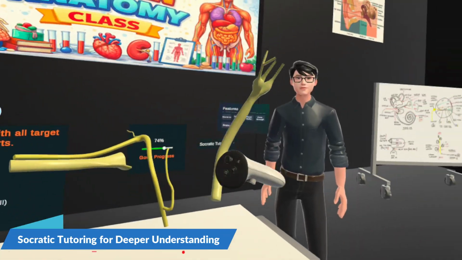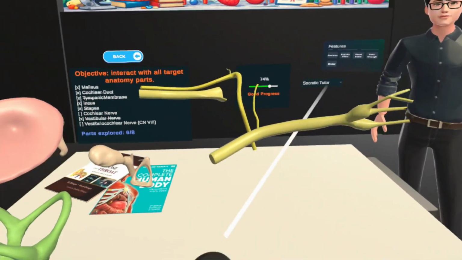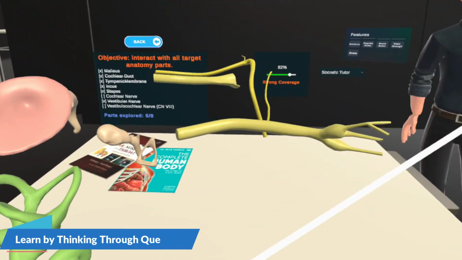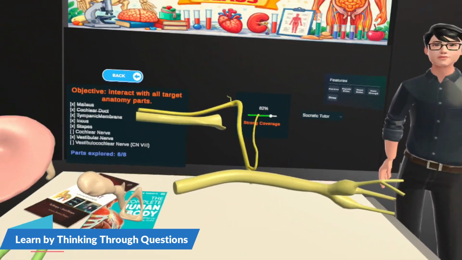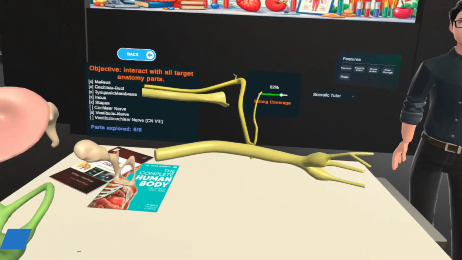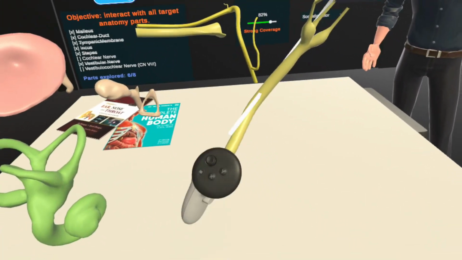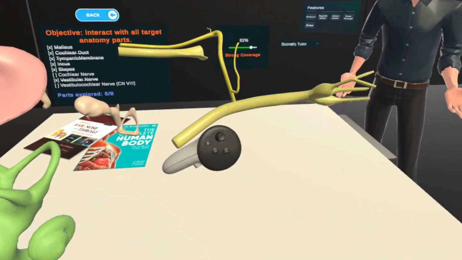Which nerve is this? That is the vestibular nerve. What do you know about its function? Vestibular nerve. I'm not sure, teacher. No problem. The vestibular nerve transmits sensory information related to balance from the inner ear to the brain.